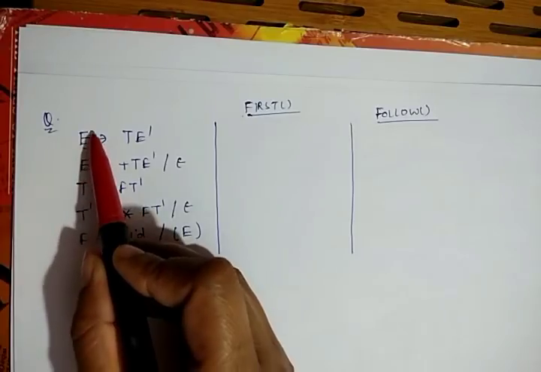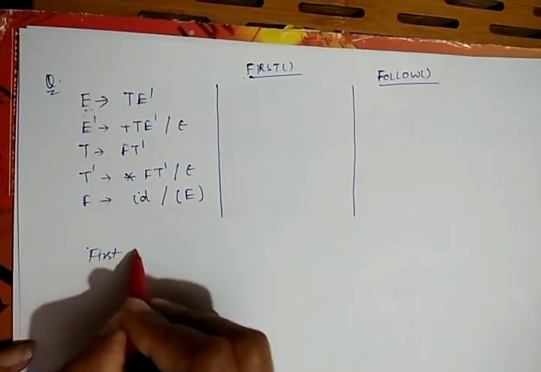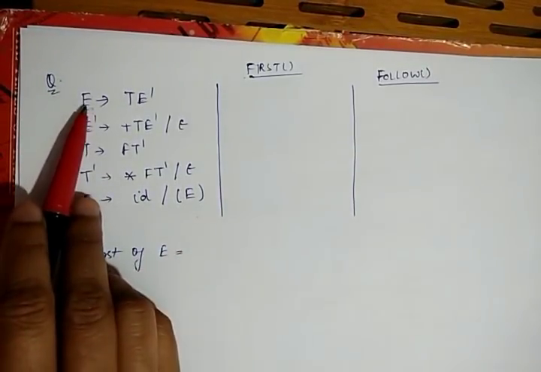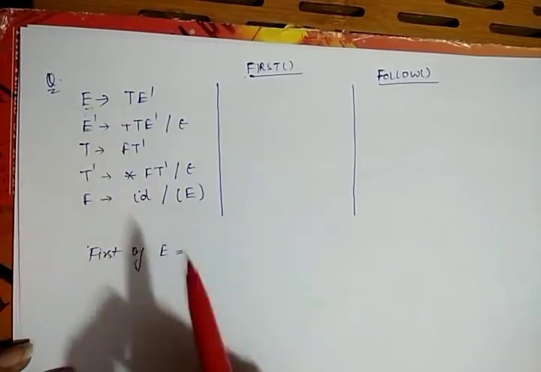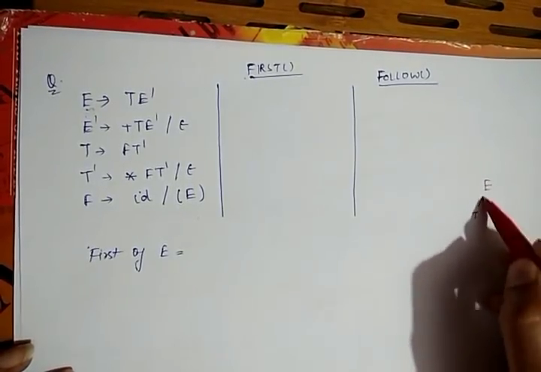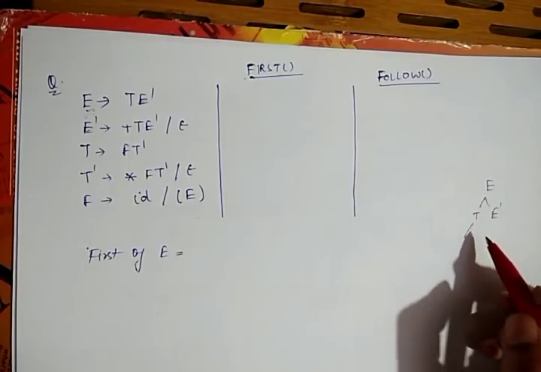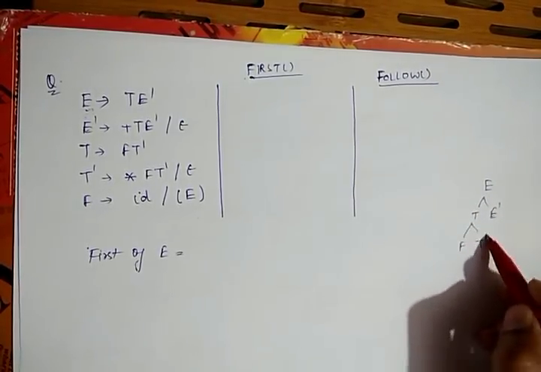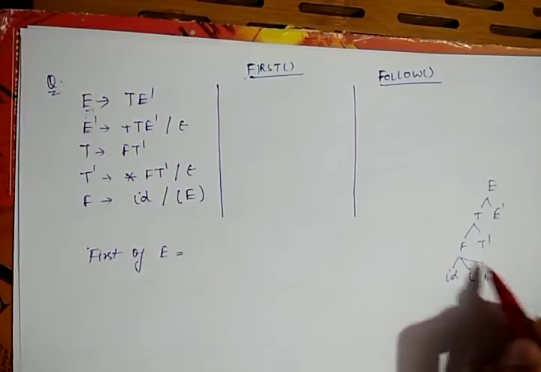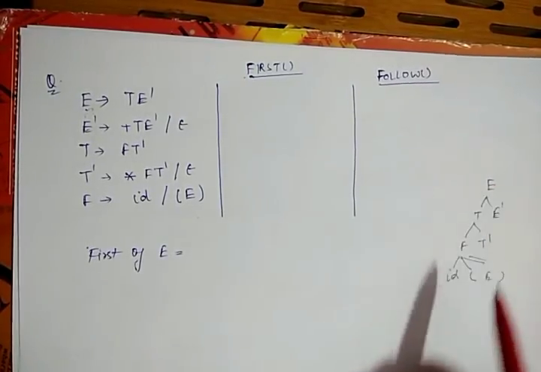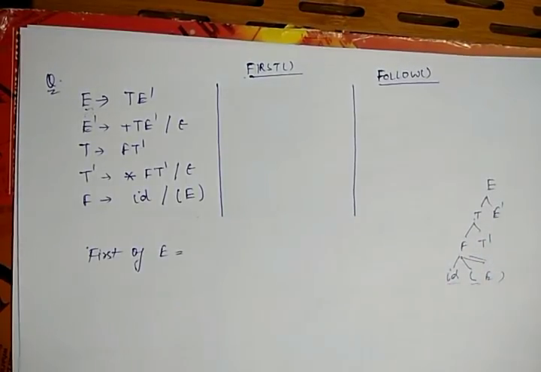Means, to find the first of E, create the parse tree of this E. E derives T E dash. Then this T derives, we have to consider the leftmost derivation. Then this T derives F T dash, and this F derives ID or open brace E or this. So first of E is first of T. First of T is first of F, and first of F is ID or open brace.